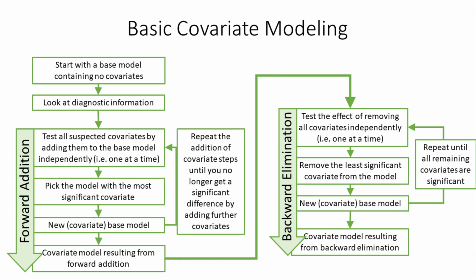And then for backward elimination, you test the effect of removing all covariates independently, one at a time. Maybe start with the most significant covariate from the model. Just don't do the exact same order, or reverse of the same order, that you did in the forward direction. And you end up eventually with a new covariate-based model, and you keep repeating this removal until you get no further worsening in the model, and then you have your final model.